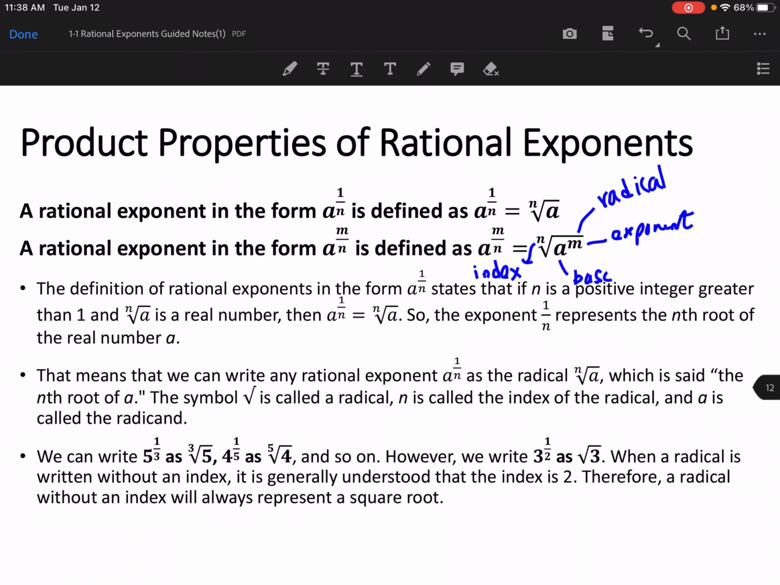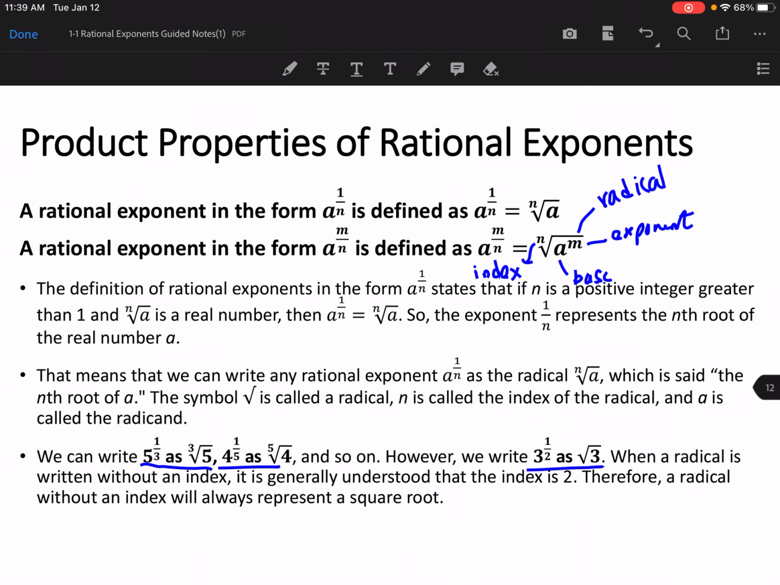So here, if you have 5 to the 1/3, you can rewrite this as the cube root of 5. If you have 4 to the 1/5, we can rewrite it as the 5th root of 4. That's how we read it. And this is the one that we're so familiar with. If you have 3 to the 1/2, then we write it as the square root of 3. There is a 2 that is understood to be there, but we usually don't write it. But if you do have a third, fourth, or fifth, then we usually write it.